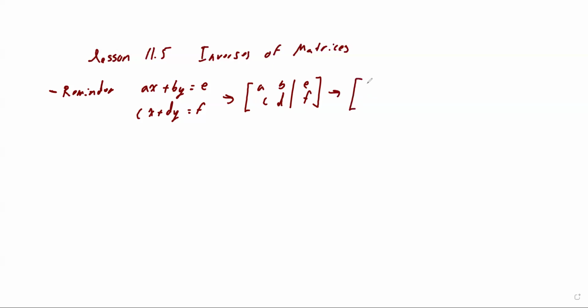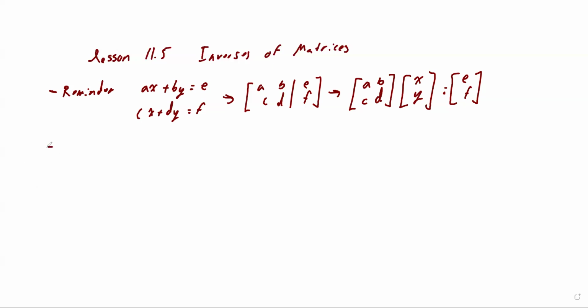This would then be the same thing as [a, b; c, d] times [x; y] equals [e; f]. And if you don't believe me, if you do the row times column that you learned in the previous lesson, A times X is AX, B times Y is BY, and we add the products, and then it equals my E. And then this is CX plus DY equals F. So this right here is the same as this. So this right here is where we're going to be at for this lesson.